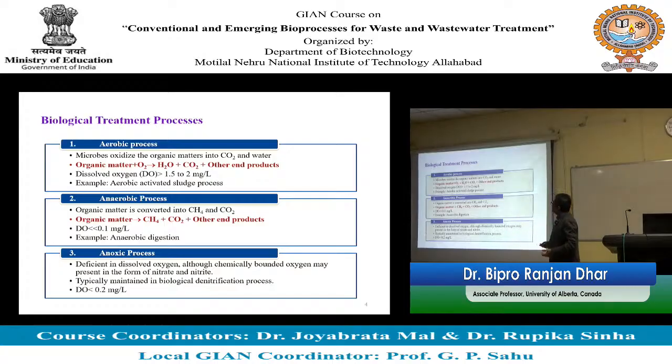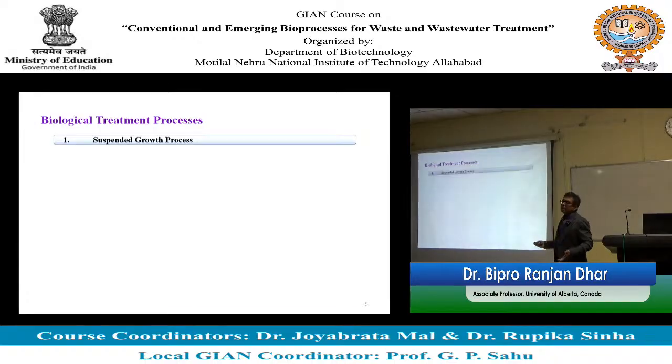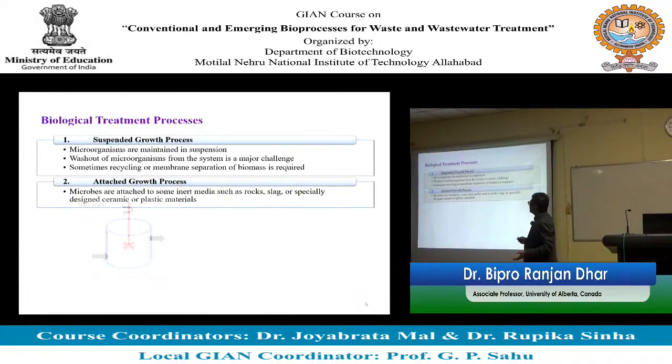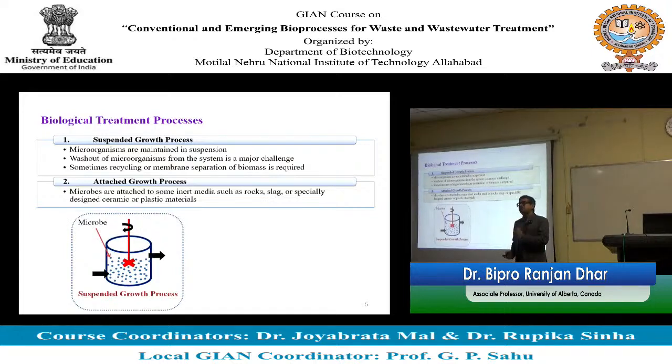So microbes in a bioreactor can be either in suspended form, or they can be attached in some media, immobilized in some media. When microbes are in suspension in the bioreactor, we call this a suspended growth process. This is a simple diagram showing a bioreactor with wastewater in, wastewater out, and microbes in suspension, completely mixed.